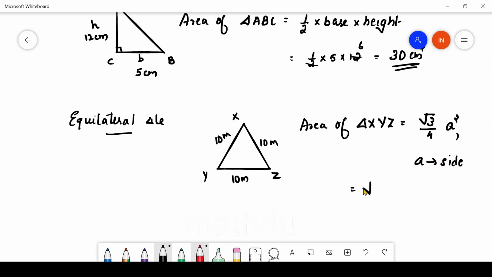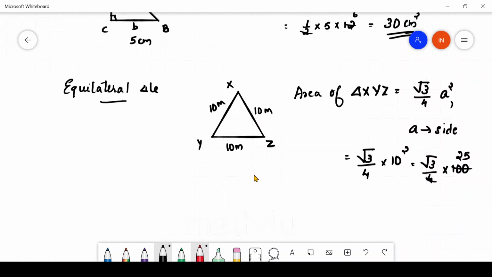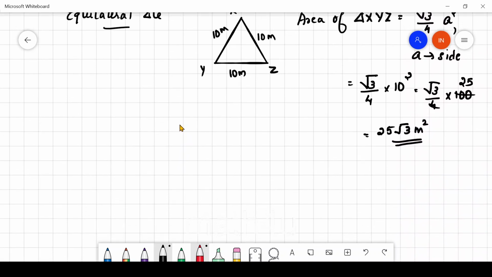In this case, root 3 by 4 into a, where a is 10, is equal to root 3 by 4 into 100. You can cancel 4 with 100 to get 25, and the answer is 25 root 3 meter square, right? And now we are going ahead with the next.